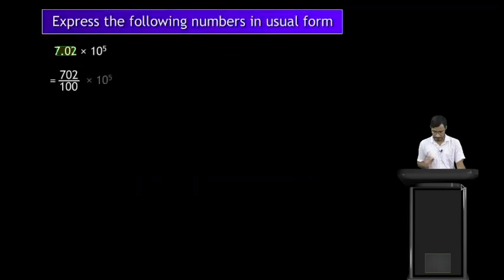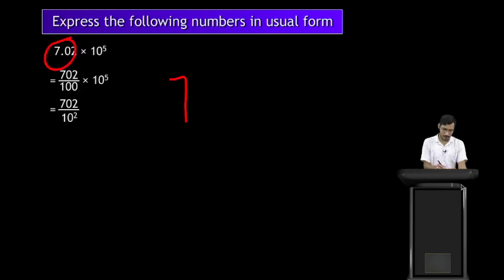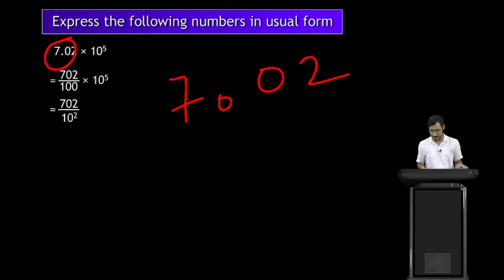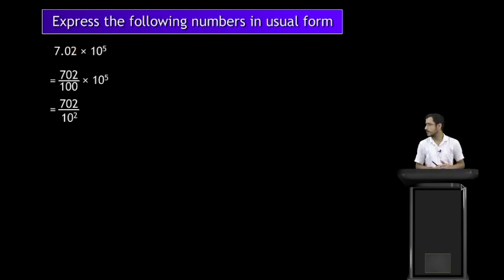Okay, express the following numbers in usual form. Now students, can you do this? Yes, let's do it. So how can we convert to usual form? Here 7.02 is in decimal form. So how can we write it in fraction form? 702 divided by 100, into 10 to the power 5. Now 100 means 10 square. So we can write 10 square here and 10 to the power 5.